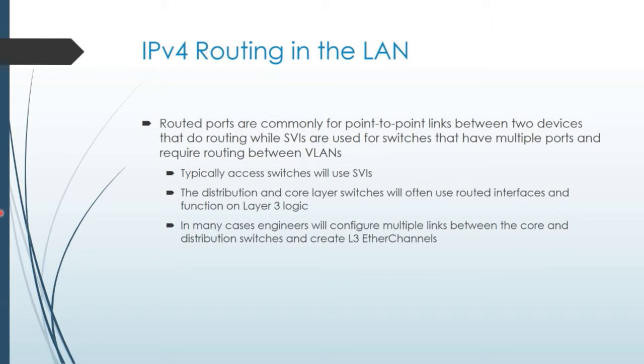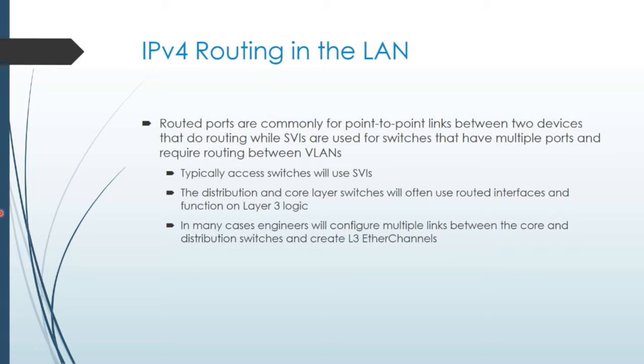So routed ports are used in a very particular scenario. They're typically used for point-to-point links between two devices that do routing, while SVIs are used for switches that have multiple ports that require routing between VLANs. Okay? So in actuality, even though we said you have a few different choices, when you start looking at the individual scenarios, most likely one configuration option is going to work best given a certain scenario. So typically access switches are going to use SVIs. Your distribution and core layer switches will often use router interfaces and function with layer 3 logic.